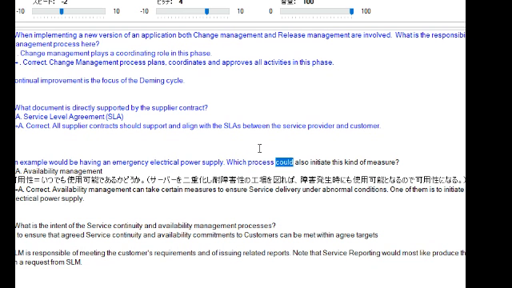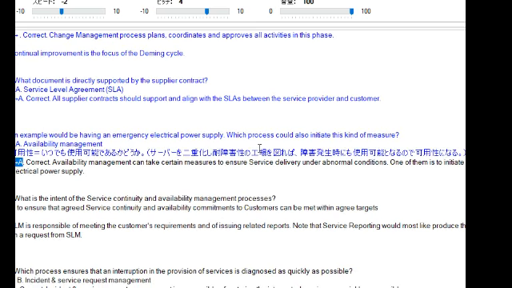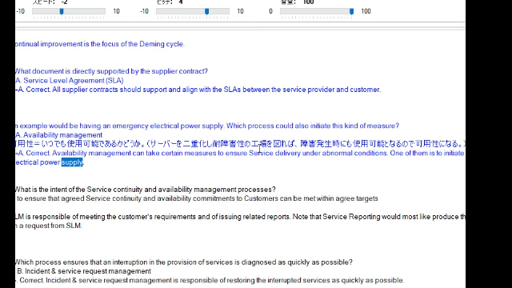Which process could also initiate this kind of measure? A. Availability management. Correct. Availability management can take certain measures to ensure service delivery under abnormal conditions. One of them is to initiate an emergency electrical power supply.